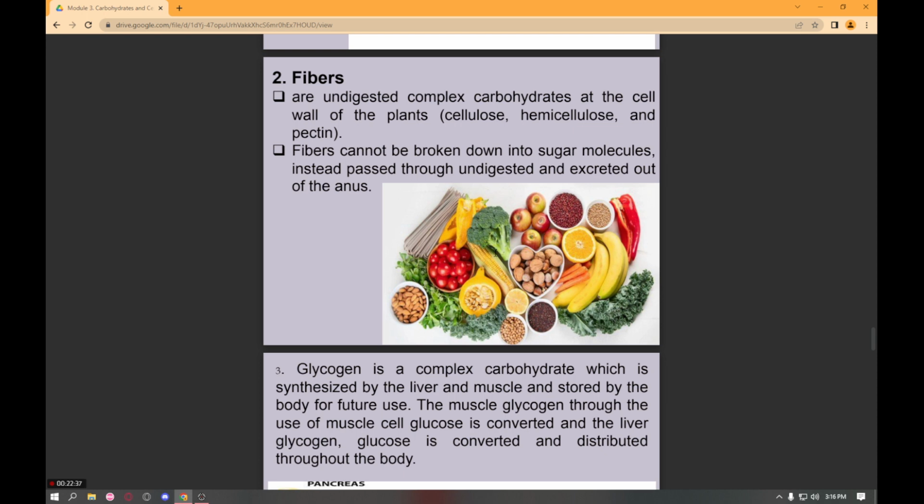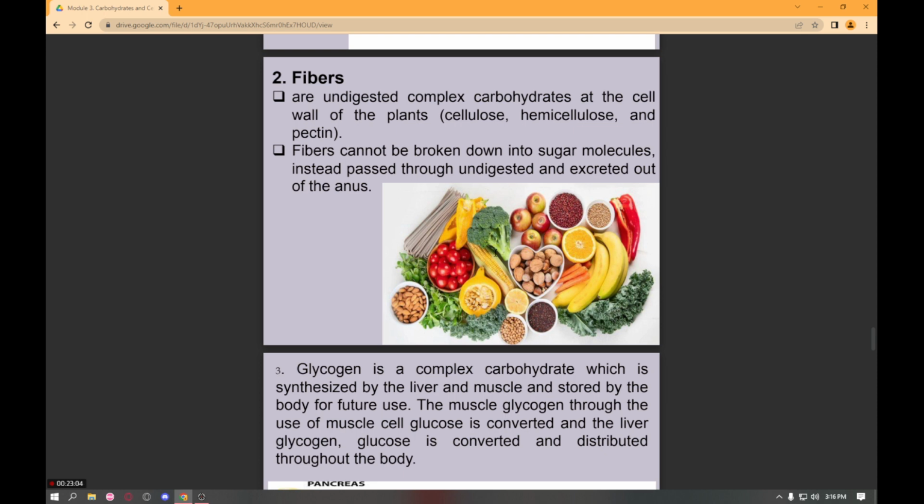So the muscle glycogen, okay, through the use of muscle cells, glucose is converted, and the liver glycogen, glucose is converted and distributed throughout the body. So take note, class, that your glycogen is converted and deposited inside the body into your muscles and into your liver.